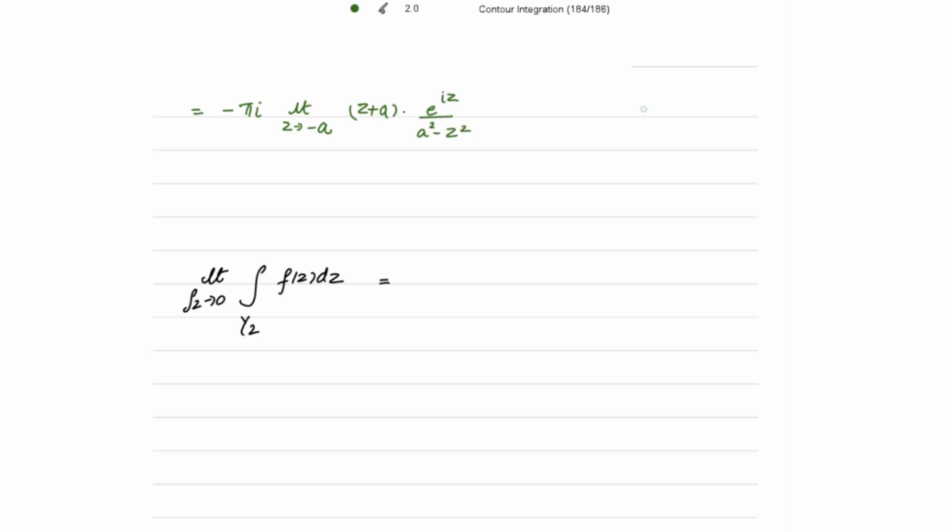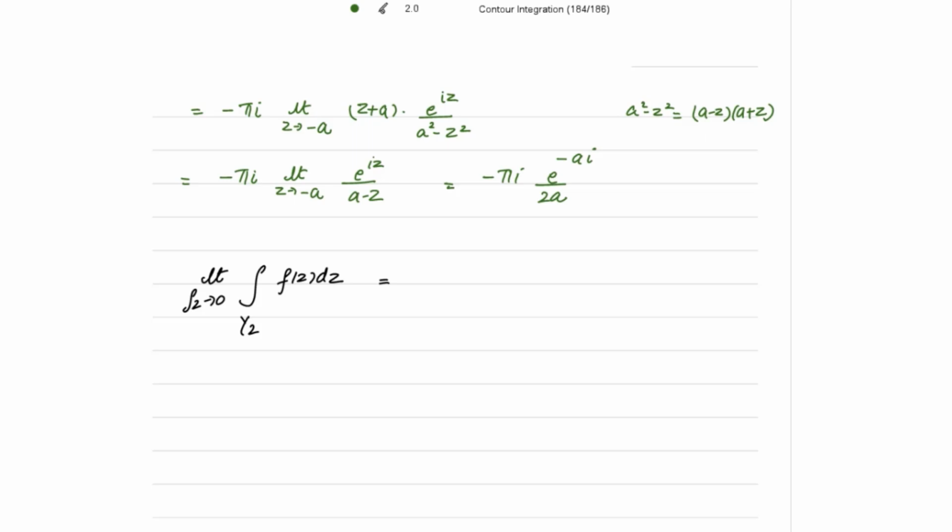So a square minus z square, I know that this is equal to (a minus z) and (a plus z). So z plus a will be cancelled with this a plus z. So this is equal to minus pi iota, limit z tends to minus a. This is cancelled, so this is e to the power iota z over a minus z. Now putting the value of z equal to minus a in place of z, you get minus pi iota, e to the power minus a iota over a minus minus a, that becomes 2a. So this is the value for the integral over gamma 1.